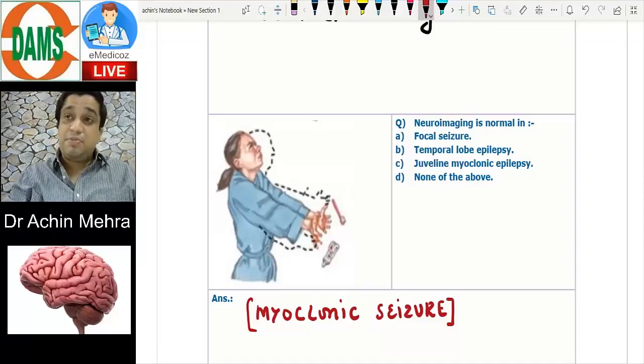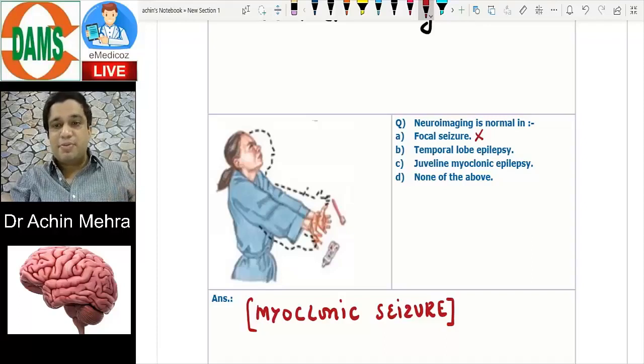Now neuroimaging is normal in, that's a question that stands here. Is it normal in a patient of focal seizure? No, no, no. If you remember, focal seizure started because of a discrete lesion and that discrete lesion will always be picked up on a neuroimaging. Temporal lobe epilepsy, another favorite topic of your examiner, is diagnosed on neuroimaging. If you remember, we had the large temporal horn, small temporal lobe, and hippocampal sclerosis in the patient.